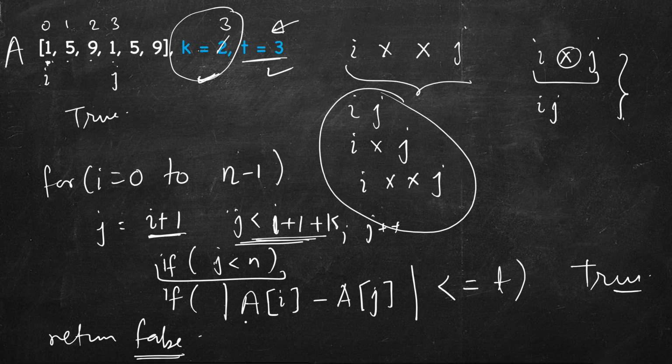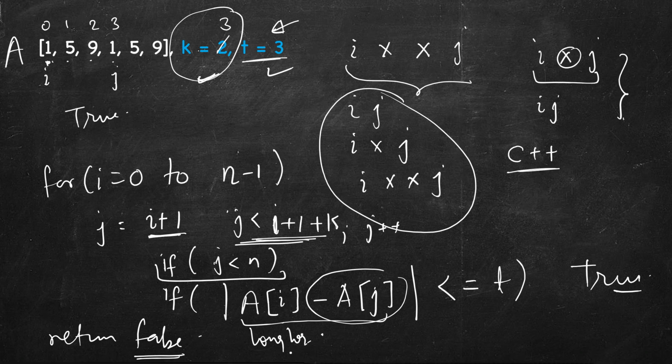And here make sure that this is not out of bounds. Maybe this is a very large negative value and this is a very large positive value. Then this may go out of bounds for integers. So especially for C++ people, you can cast one of these to long, and then automatically long operation will happen, and then finally it will do check with this t.